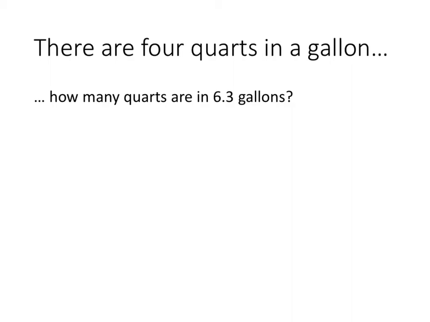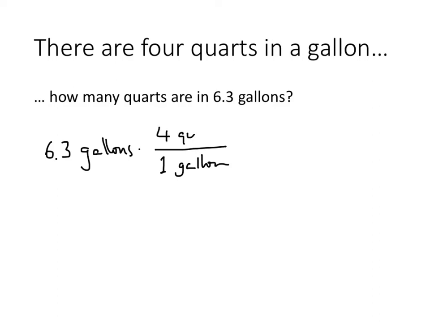Now we want to know how many quarts are in 6.3 gallons. Now it becomes a little bit harder to do these in our head. So again, we're going to start with 6.3 gallons. And again, pause the video, think to yourself which conversion factor you want to use and what the answer is going to turn out to be. But in this case, we're going to want to put the gallons on the bottom and the quarts on the top. So we get 6.3 times 4, that's going to be quarts. And that works out to be 25.2 quarts.